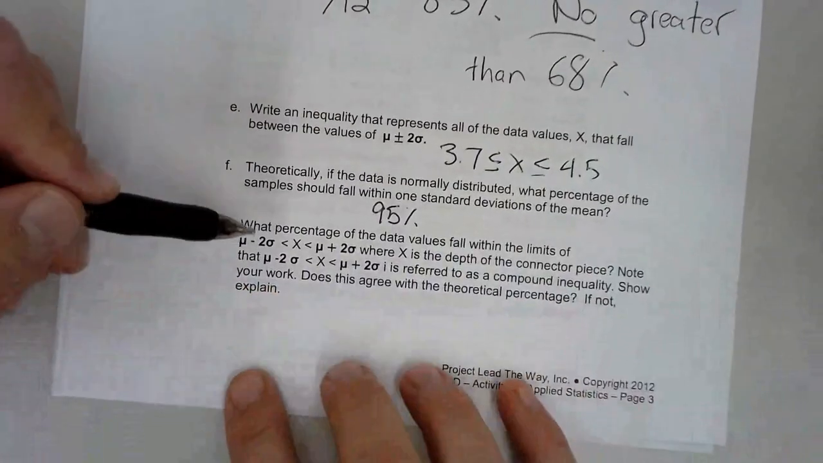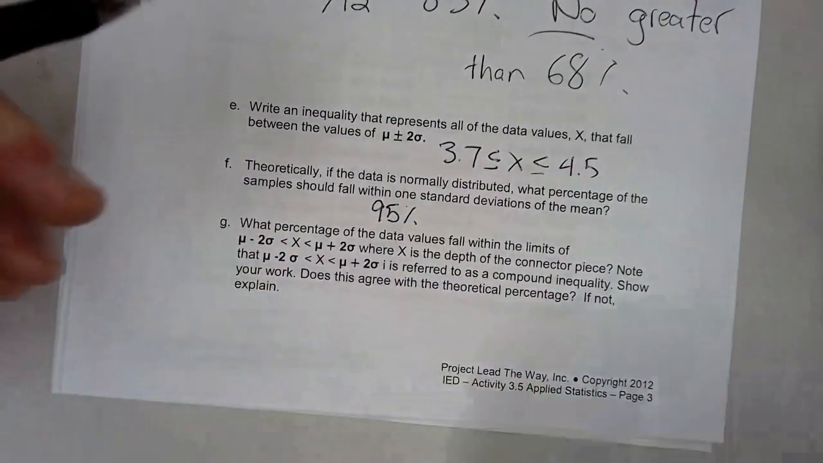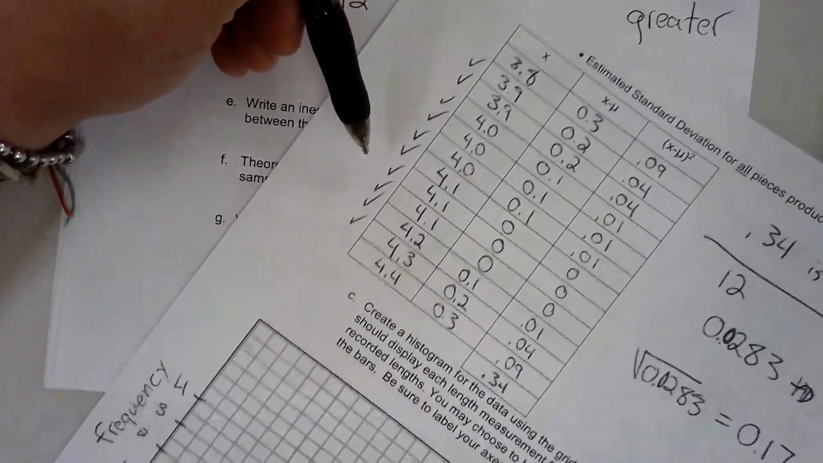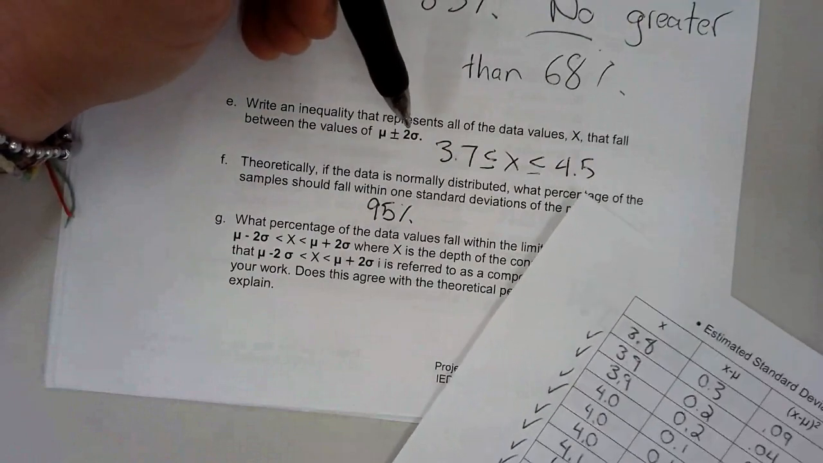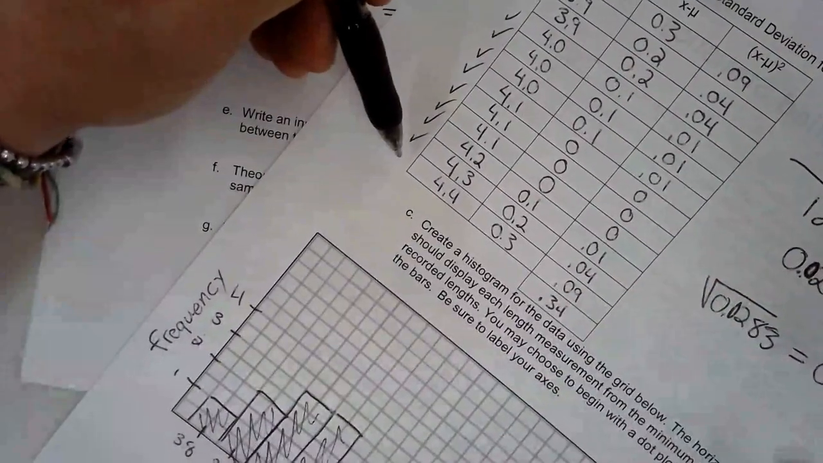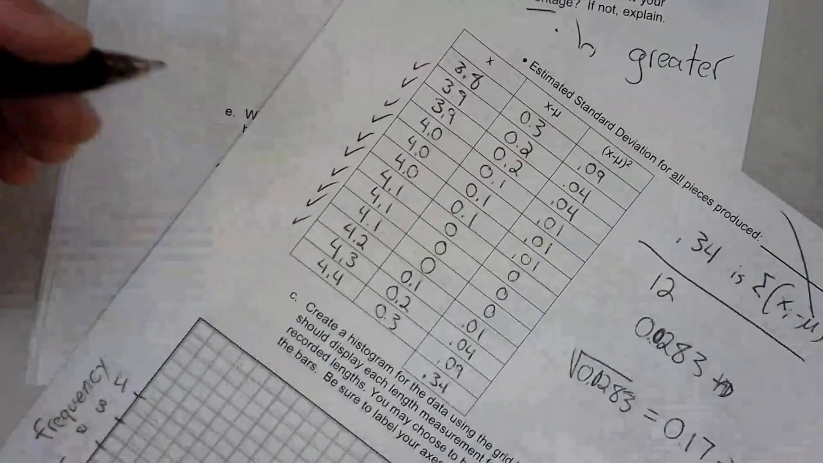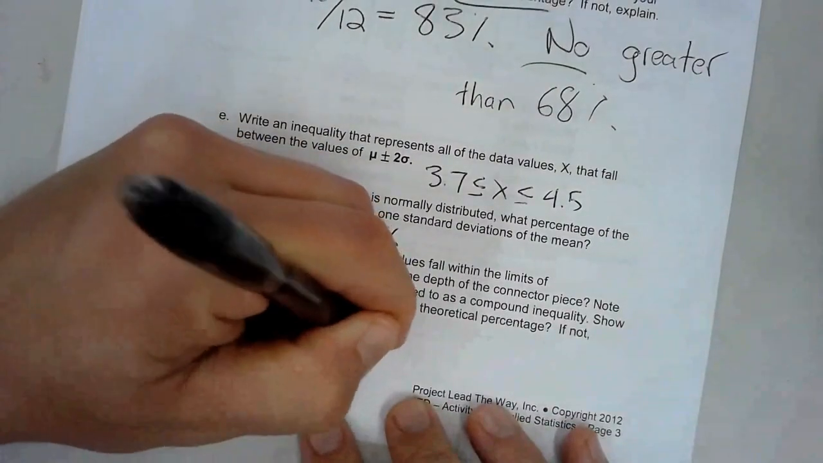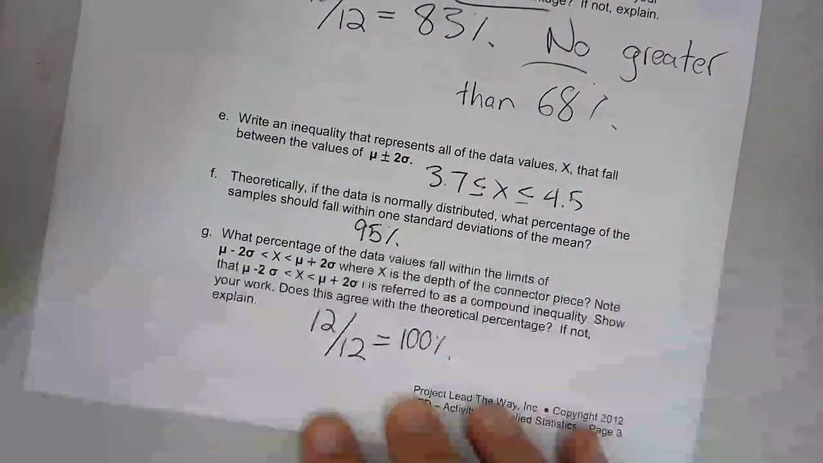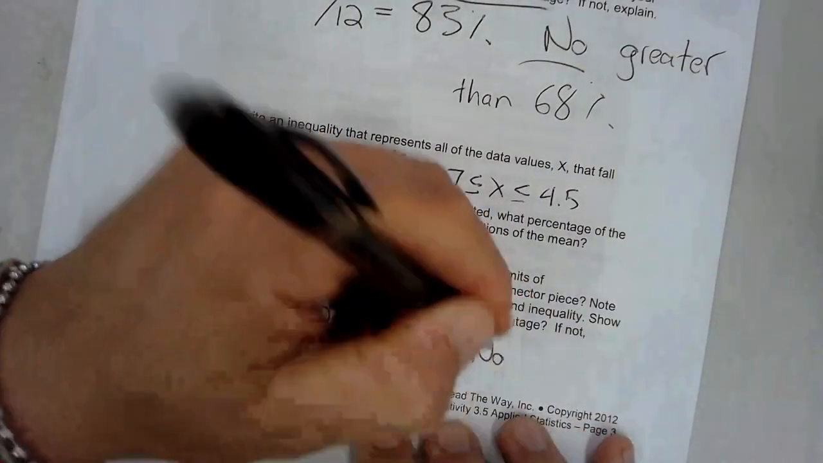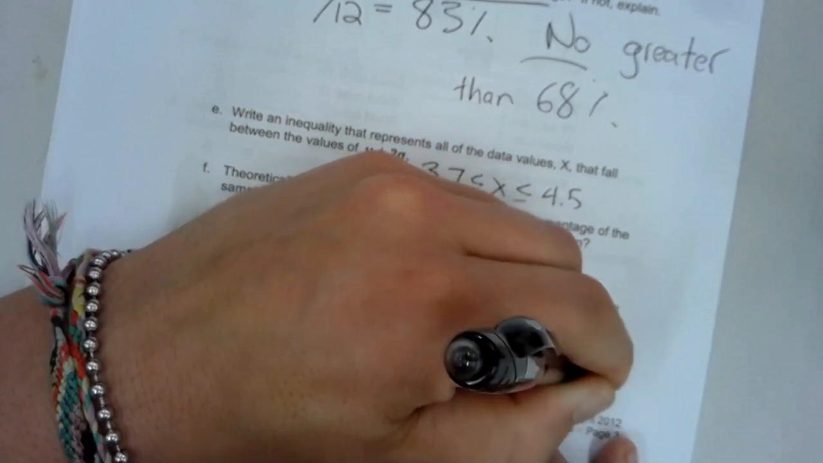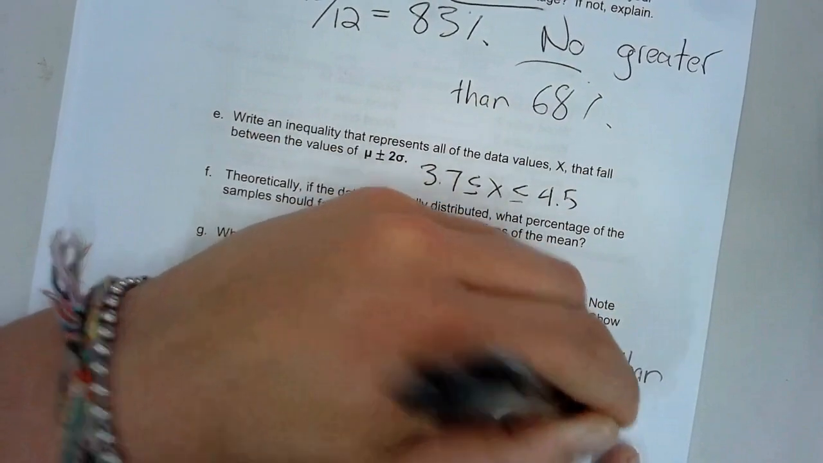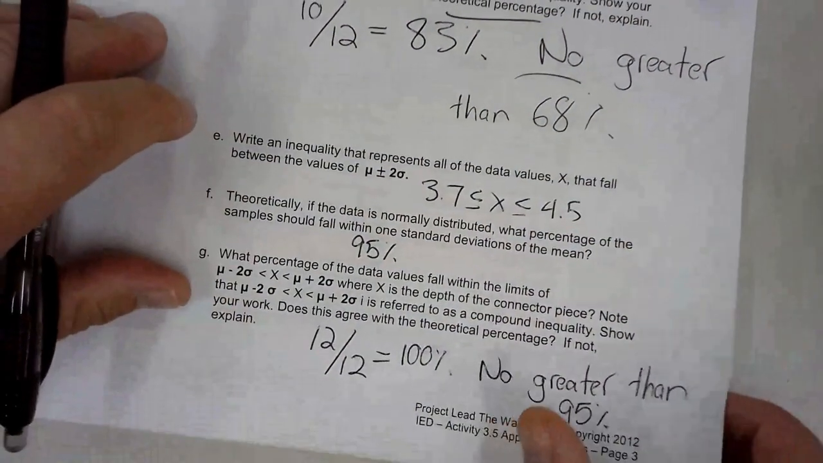Okay. Now, what percentage of the data falls within that? If we look right here, we know that these 10 bits of data already fit within there. Does 3.8 fit? Yes. Does 4.4 fit? Yes. So we have 12 out of 12 bits of data that fall within that, so 100%. So no, it's greater than 95%. All right, so that's how we do that stuff.